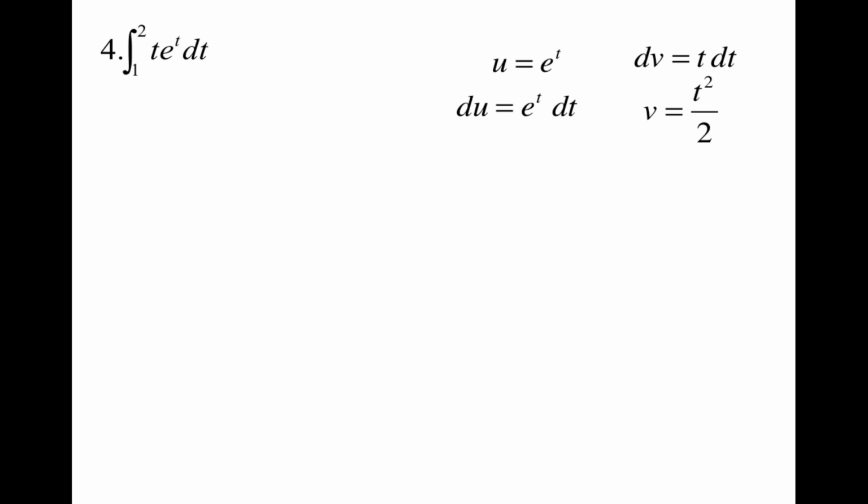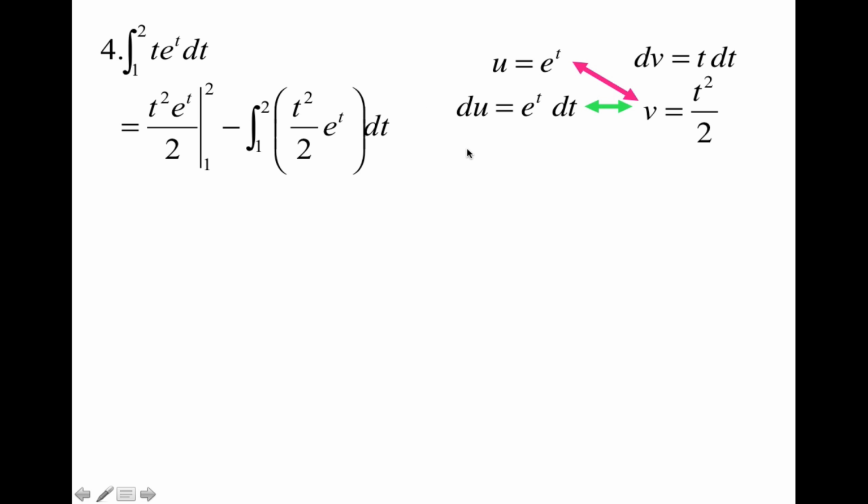So now when I set up my integration by parts, I'm going to multiply the u and the v and minus the integral of v du. So my setup's going to look like the following. Notice how this piece, when I multiply u and v, since that's no longer an integral, I'm going to have to evaluate that piece from 1 to 2.